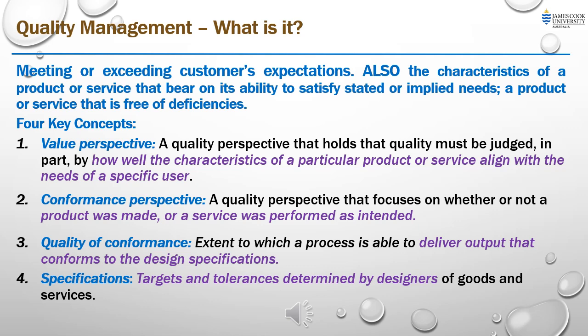By looking into the value perspective, we're saying quality must be judged in part on how well the characteristics of a particular product or service align with the needs of the specific user. When we're looking into the conformance perspective, it is a quality perspective that focuses on whether or not the product was made or a service was performed as intended. Quality of conformance extends to which a process is able to deliver output that conforms to the design specification. And of course, the specification is the target and tolerance determined by designers of goods and services.